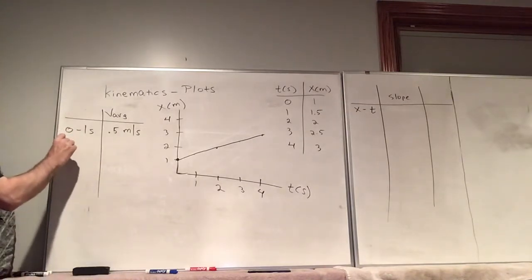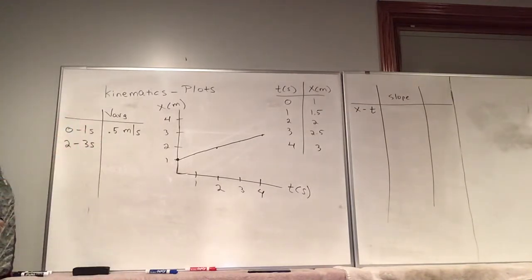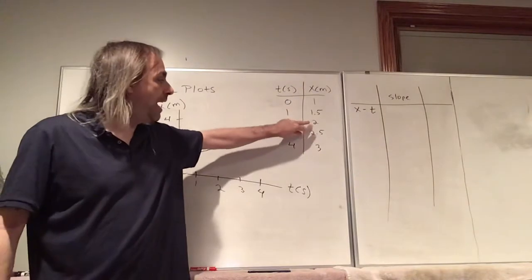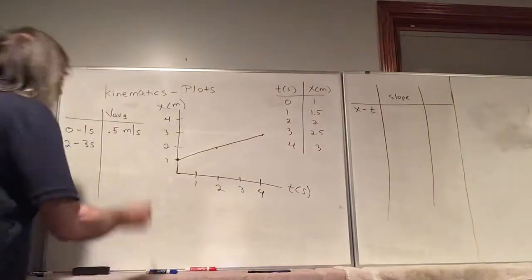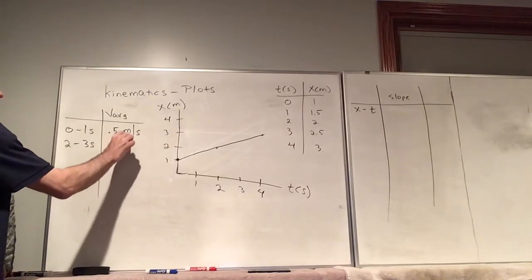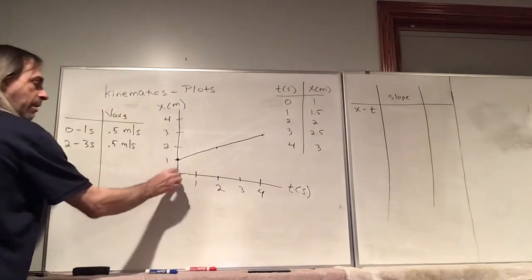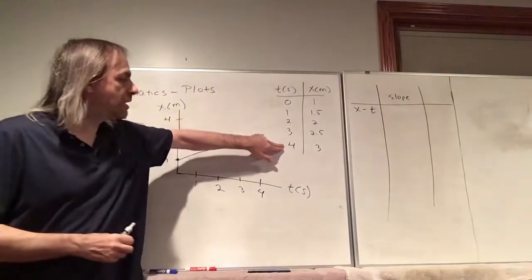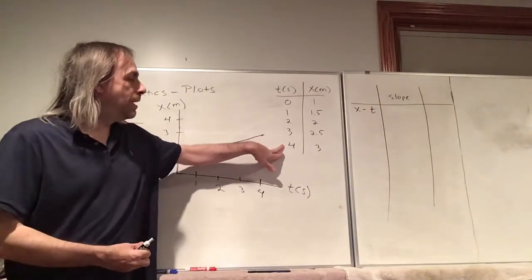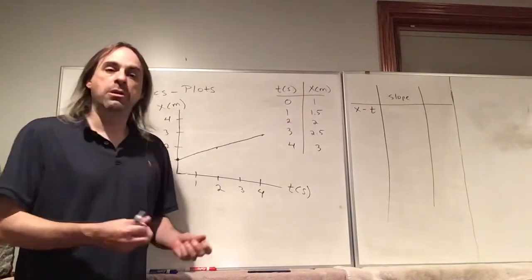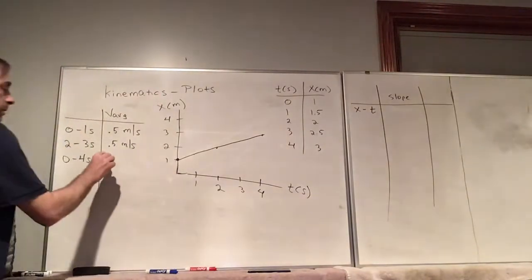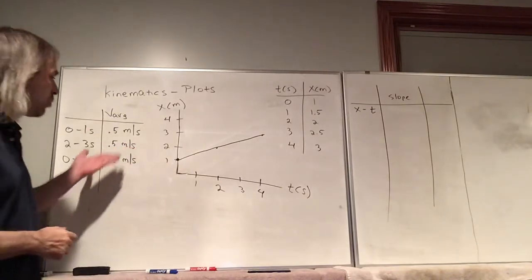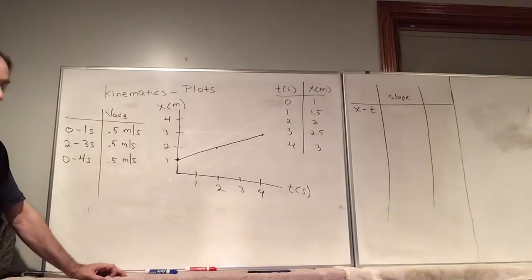Let's look at another interval, say 2 to 3 seconds. So we're starting at 2 and going to 3. So delta t is 1 second. Delta x is 2.5 minus 2. Again, that's 0.5 meters per second. Let's try another one. Let's go from 0 to 4 seconds. So from 0 to 4, that's a 4-second time interval. And the change in x is 3 minus 1, which is 2. And 2 over 4 is 0.5. So it seems that any interval we pick, we're getting the same average velocity.